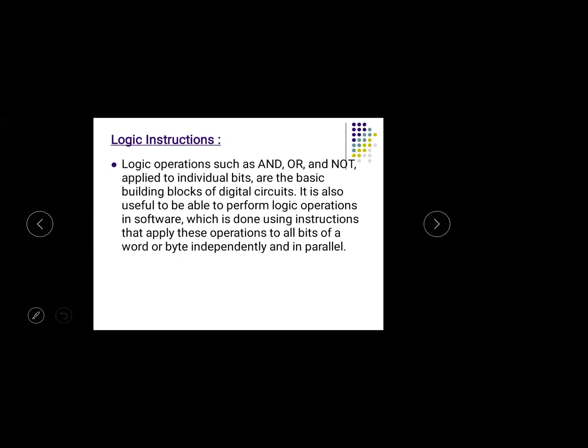In addition to the arithmetic instructions like addition, subtraction, multiplication, and division, there are other instructions like AND operation and OR operation. These are called logic operations, and the instructions to perform these operations are called logic instructions. Logic operations such as AND, OR, NOT are basic operations.